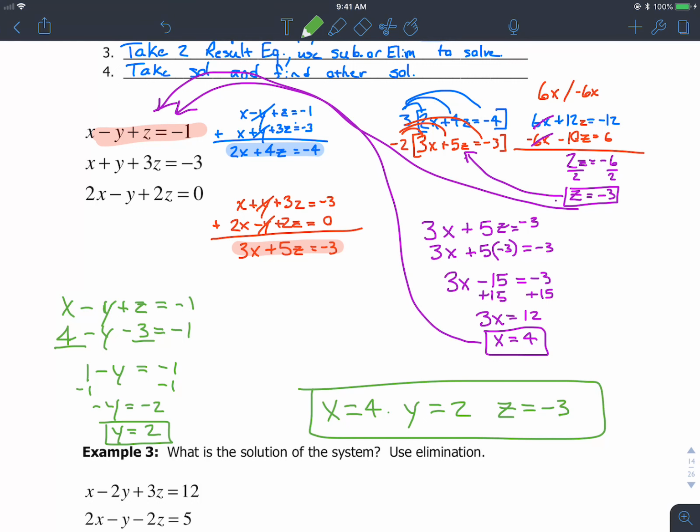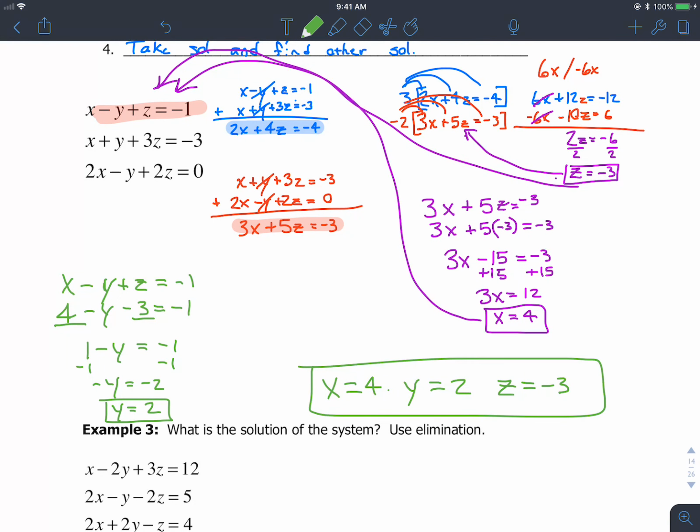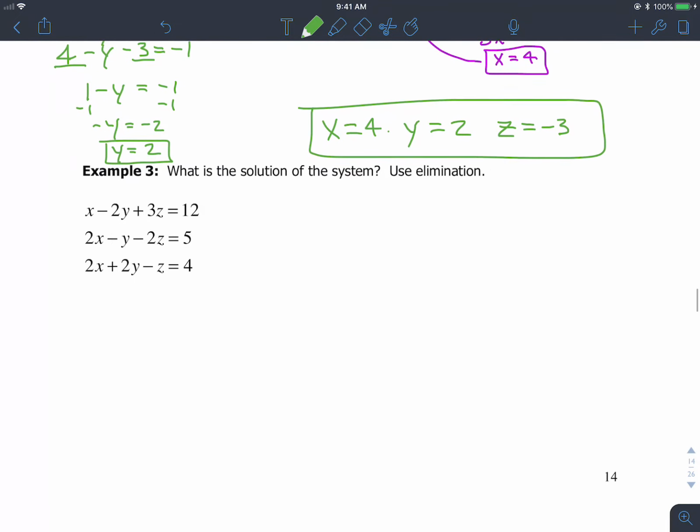So it takes a while to do one problem on these. But I went through it in detail, so some of you are going to skip a couple steps and go through it faster. But that is it there. So we're going to try another one out and see what we got going on here. I think this is actually the last example here.